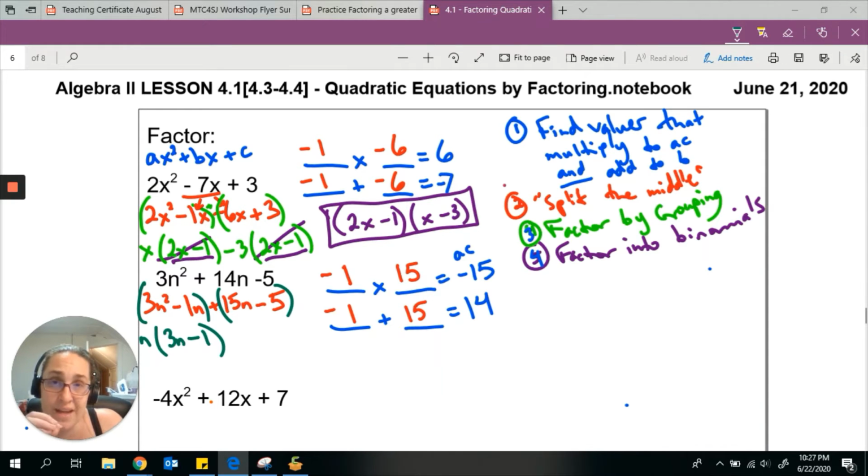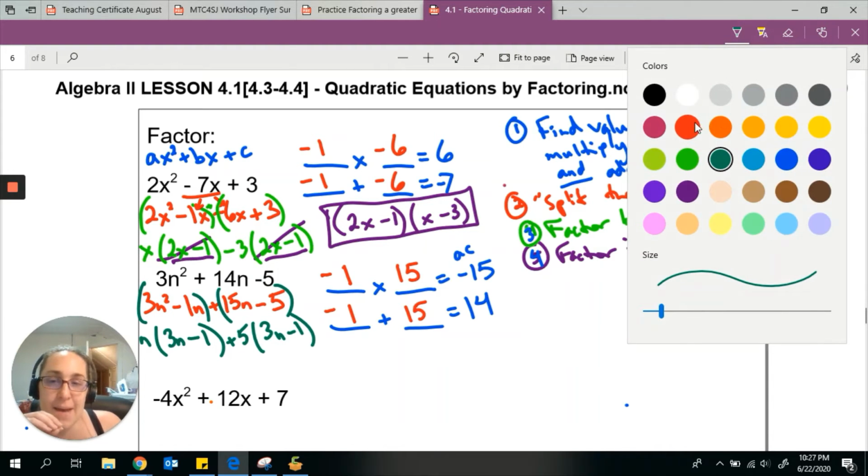Then I look at the second group. So the second group is 15n minus 5. Well, 15 and negative 5 are divisible by 5. So I'm going to factor out a 5. And when I divide 15n by 5, I get 3n. When I divide 5 by 5, I get 1. So there's my factoring by grouping.